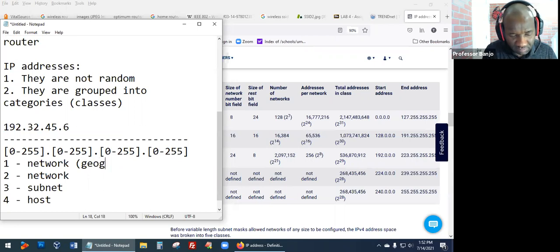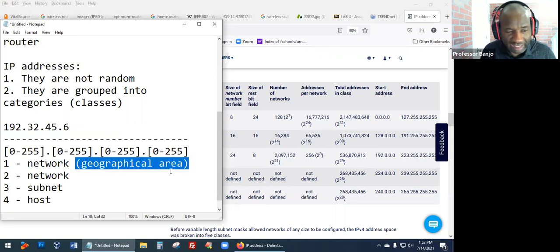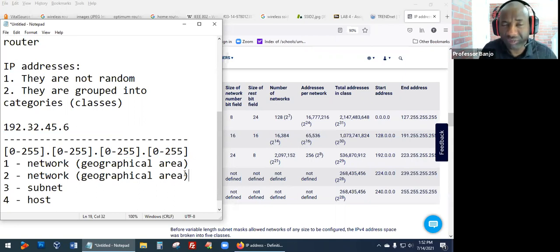It gives you an idea of the physical geographical region. Now, the 192.32 will tell you where you're going to find that IP address, like what part of the country, what part of the state, what part of the world, where it is coming from. Now, the 45, that is the third part, number 3. That's a subnet. Now, what is a subnet?